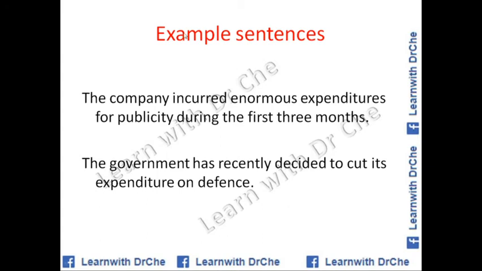Example sentences: the company incurred enormous expenditures for publicity during the first 3 months. Here it is correct, the next 3 months. Okay, enormous is a very good word, enormous expenditure, instead of saying high expenditure, enormous expenditure for publicity. The government has recently decided to cut its expenditure on defense. Instead of using again and again reduce, or increase or decrease, vary your language, you can use to cut also.